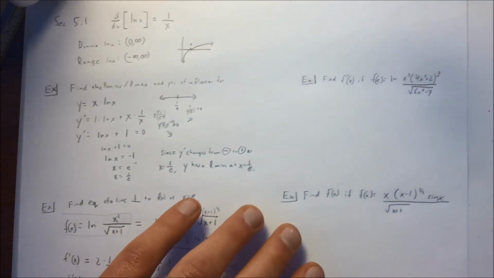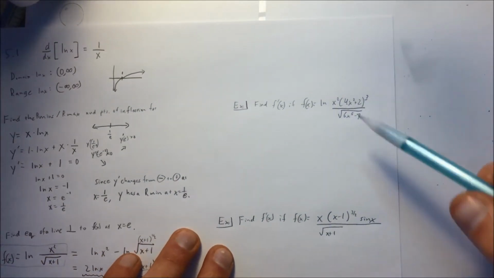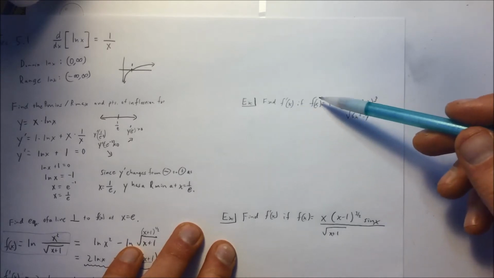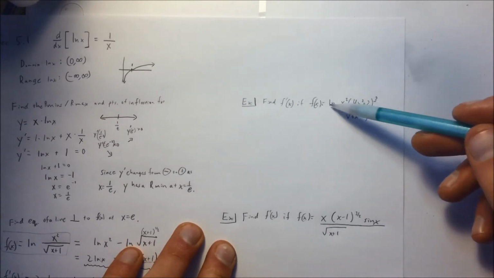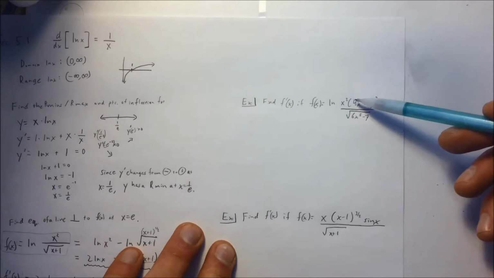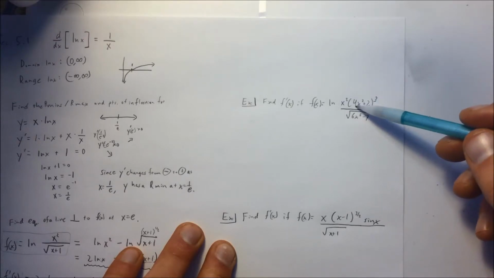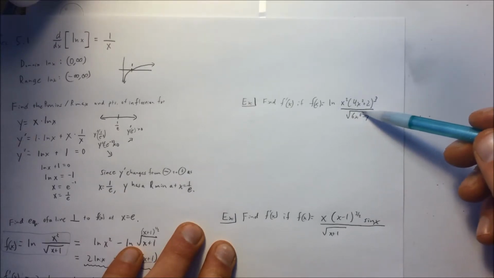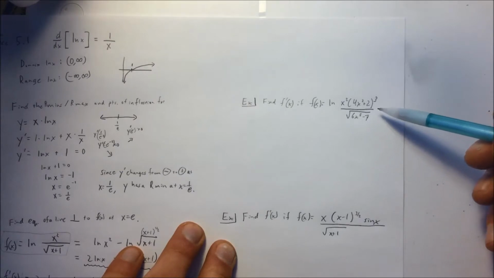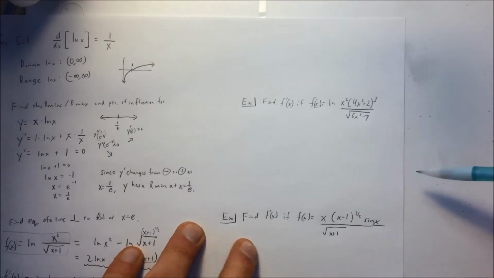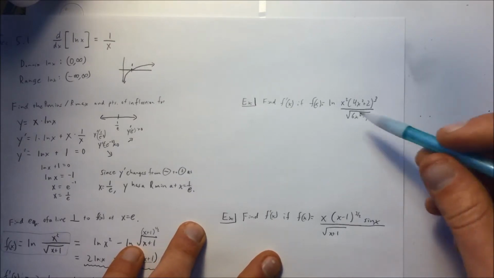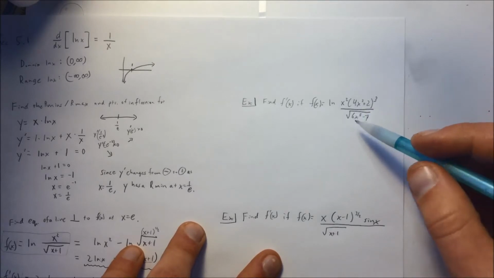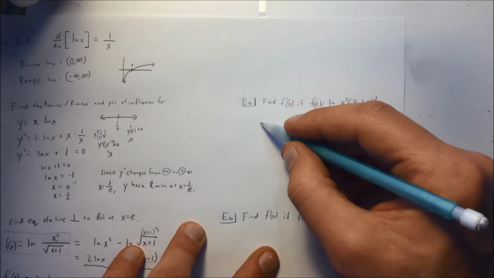In the next problem here, we've got to find the derivative of f of x. f of x is equal to the natural log of x squared times the quantity 4x squared plus 2 cubed all over the square root of 6x to the fifth minus 7. This looks horrible. Horrible, I say. But it's not, because we can expand this using logarithms. Everybody loves a log.